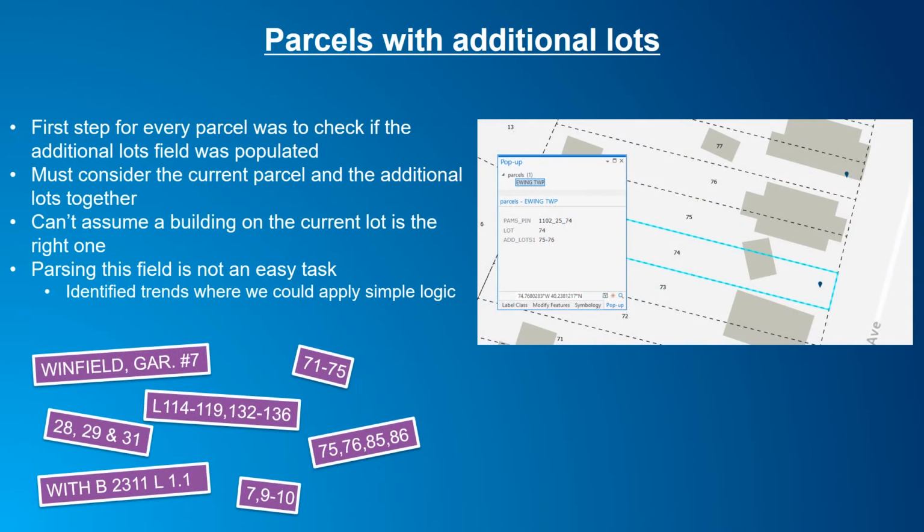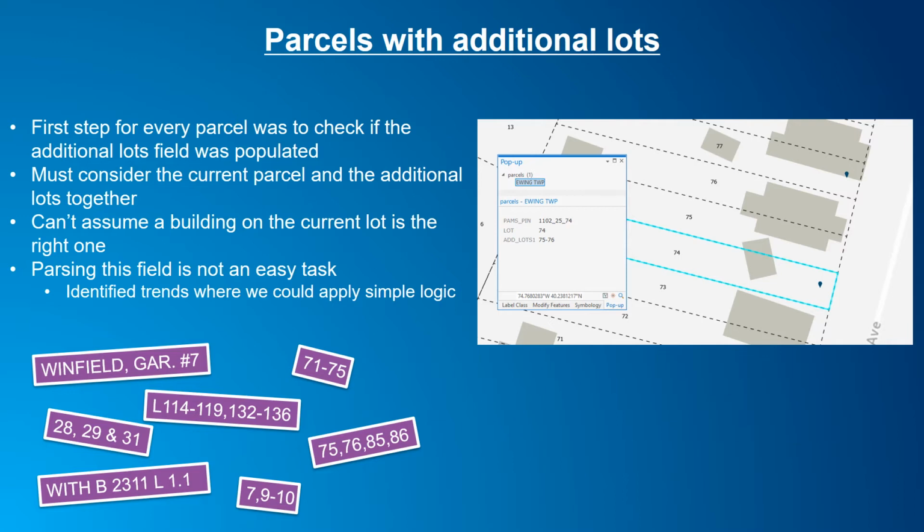So I'm going to walk through how we handled parcels with additional lots. This is a good example of how our logic worked and how we pretty much applied this logic to all the other different scenarios in different ways. So additional lots, for those of you who don't know, are just lots that were assessed with the primary lot. So the first step when we got to any parcel was to check to see if these additional lots were populated. That's because you can't just look at the primary lot. You need to look at the additional lots and the primary lot together to make an informed decision. You also can't assume that a building on the current lot that you're looking at is the right one. As you can see in this image, you have to look at the additional lots as well.